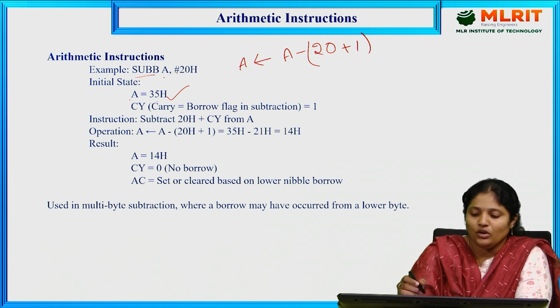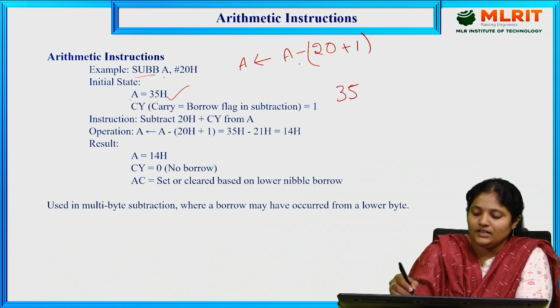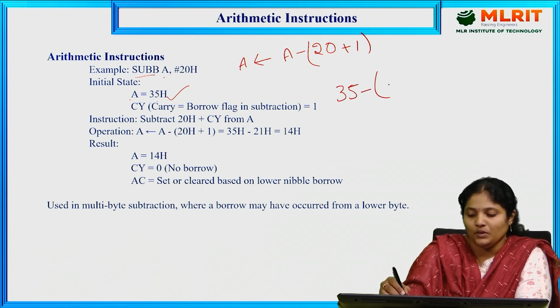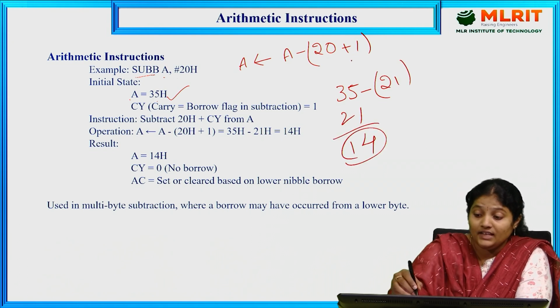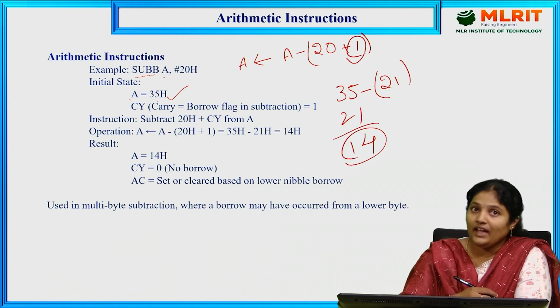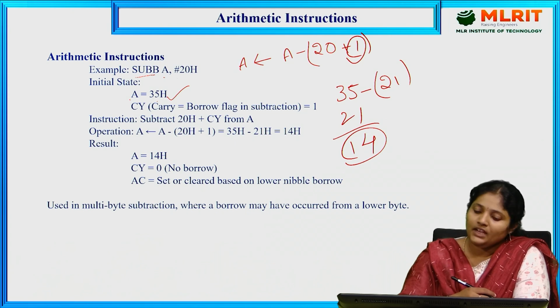So what will it become? A is holding 35 minus 20 plus 1, or 21. So what will be the output? If carry is there, we will be adding 1. If carry is not there, then it will be 0.